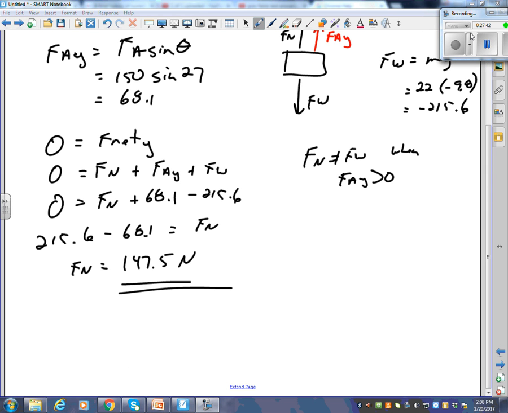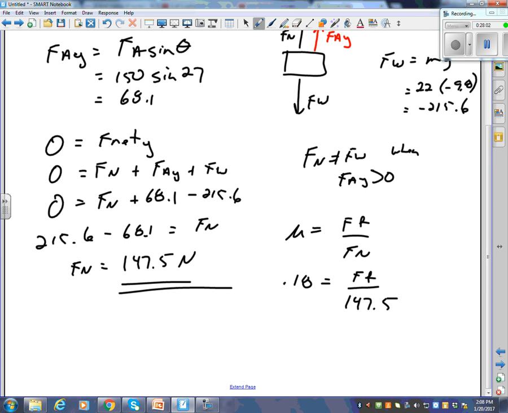I want to keep going. Okay, next step. Mu equals FF over Fn. Mu value, 0.18. The Fn is 147.5. That's this number right here. FF is going to be, you're going to multiply and get 26.55 newtons.